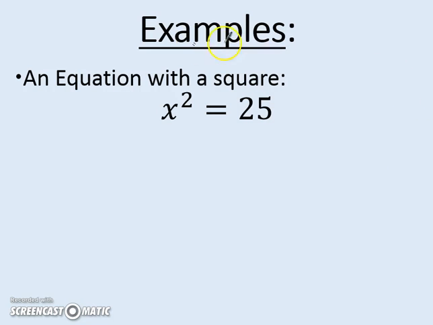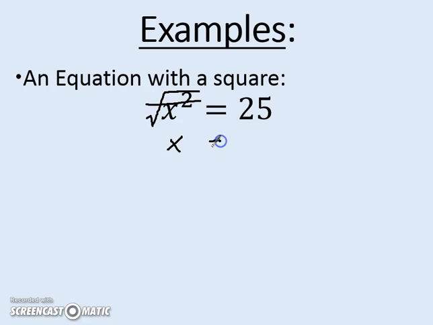In this first example, we have an equation with a square. I know this because the variable is being squared. The opposite of a square is a square root. So if I square root this side, the square and the square root will eliminate because they're opposite operations. It's kind of like if you add 2 and then you take away 2, they undo each other. So what's left is x.